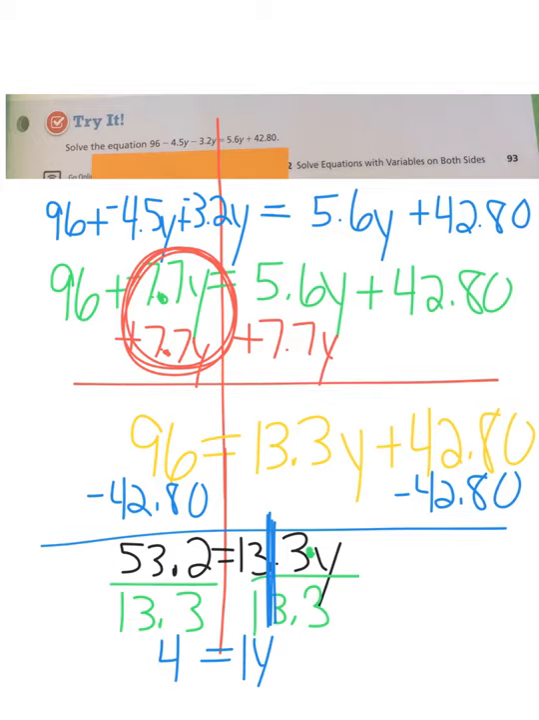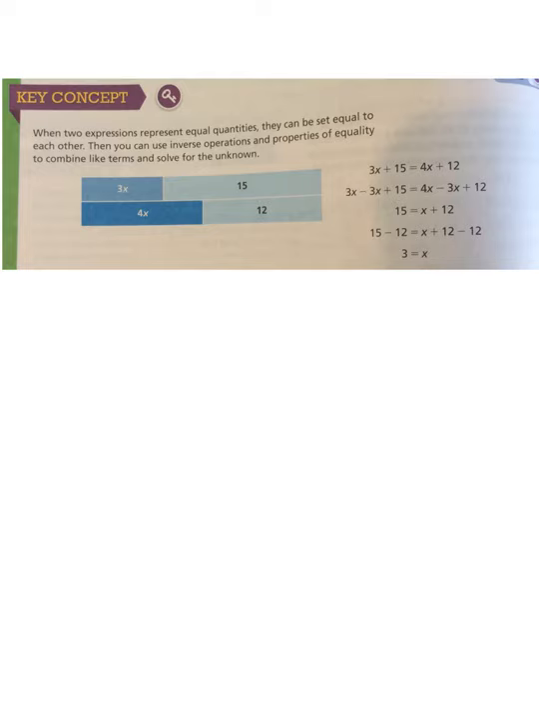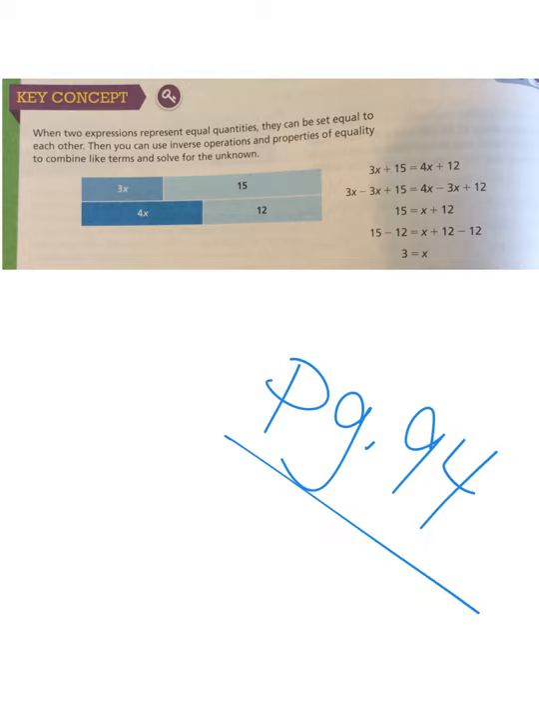So I've done 2 try-its with you. The very last slide I have would be the key concept box, which is on page 94. So I'm on page 94, and this is where your practice will start as well. And what I want us to notice is when 2 expressions represent equal quantities, we can set them equal. So this goes back to the first try it about the sunflowers. We wanted to know at what week will they have equal heights. So we set those 2 sunflowers equal.